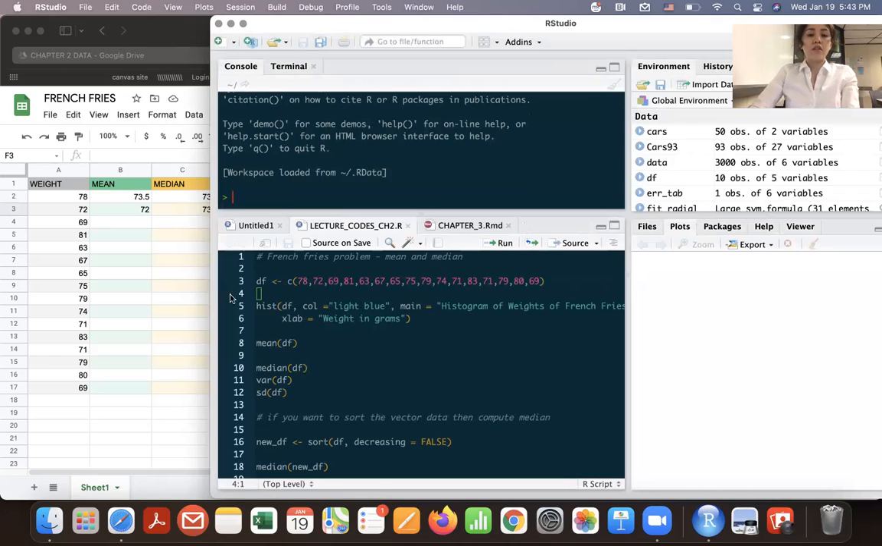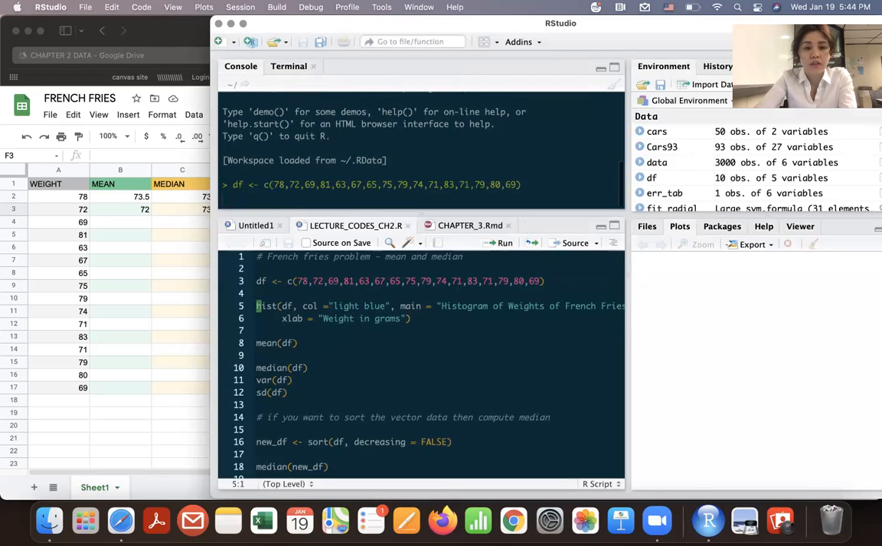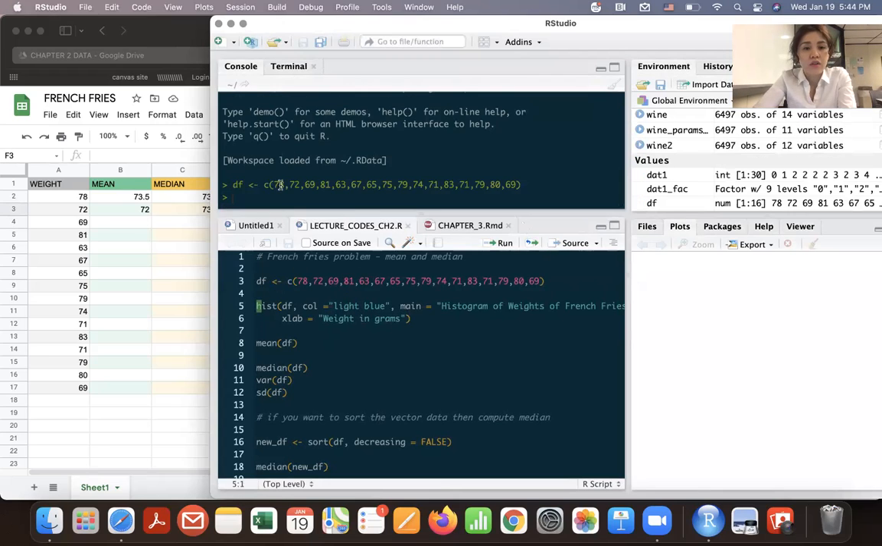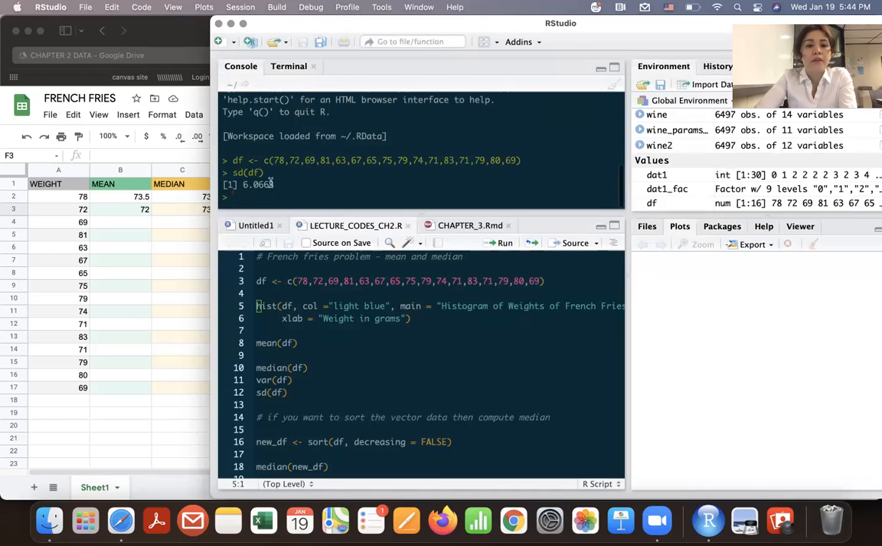So here's the French fry data, like we had in chapter 2. I'm going to run it. DF is the data frame. Run it, and then sd of the data frame. There you go, same thing, right? The reason I'm showing you these things is that in the homework it's a large data set. You want to use software, you don't want to do it by hand.